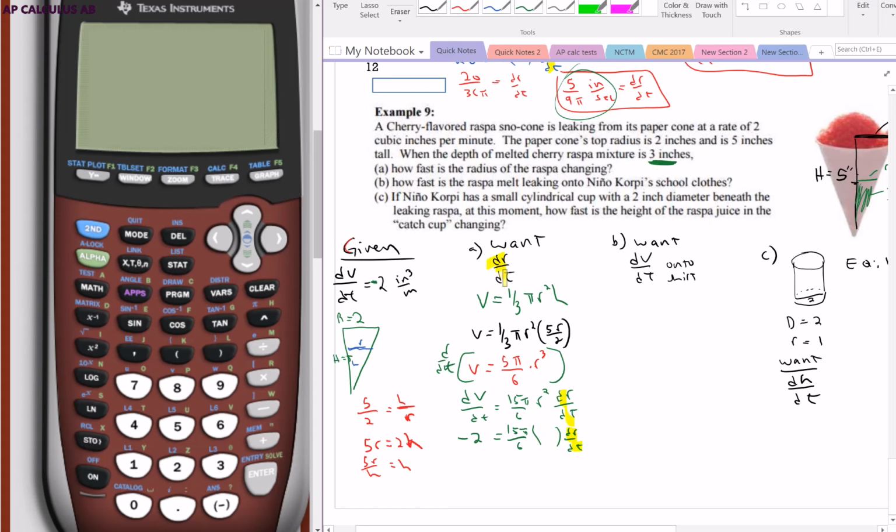Right, that's the thing we want. So we don't know what r is, because they didn't tell us what r is. They told us a bunch of other stuff. They told us we want to know this when the depth of the cherry raspberry mixture is 3. So they told us little h, and we know this relationship, so we can figure out r. If h is 3, then 5r equals 2 times 3, which is 5r equals 6. So when h equals 3, r equals 6/5. So r is going to be, over here, 6/5, and everything's squared, 6/5 squared.